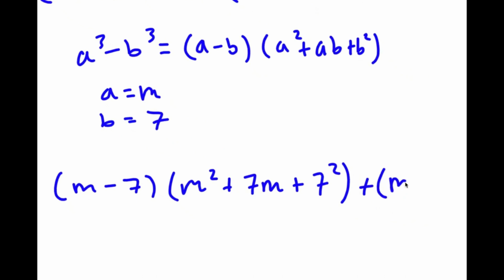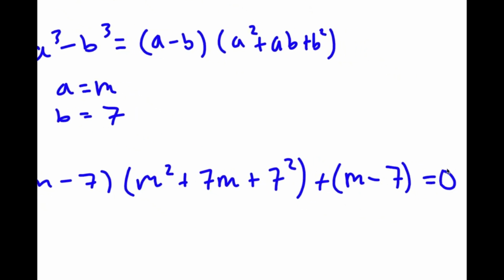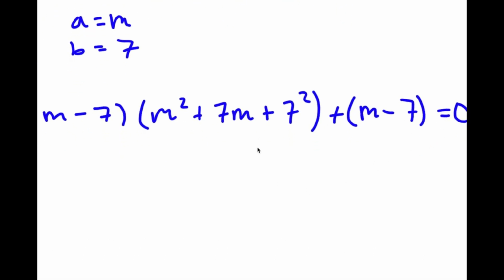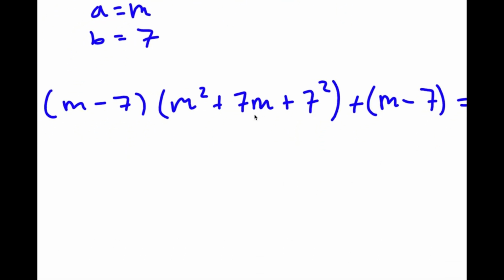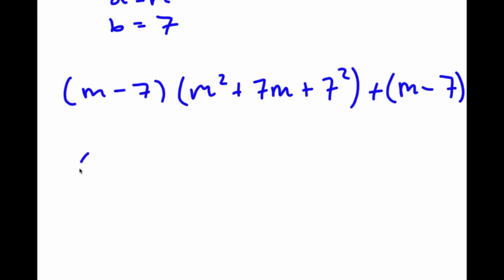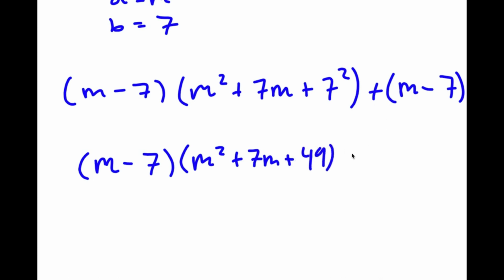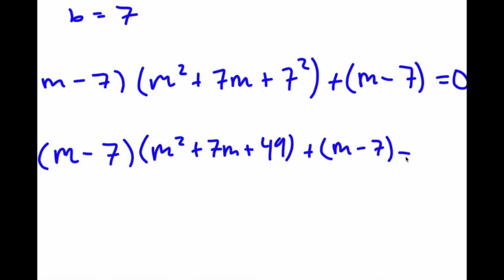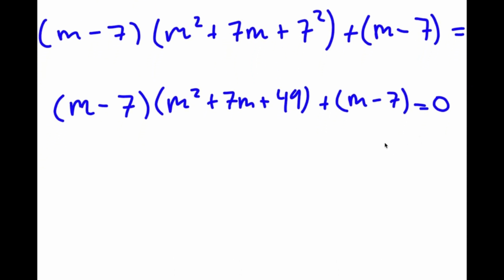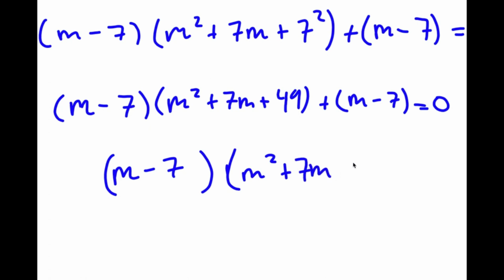I have this plus m minus 7 is equal to 0. Now, 7 squared is the same thing as 49, so I have m minus 7 times m squared plus 7m plus 49 plus m minus 7 is equal to 0. Now if I factor out m minus 7, I have m minus 7 times m squared plus 7m plus 49 plus 1, which is equal to 50. So this is equal to 0.